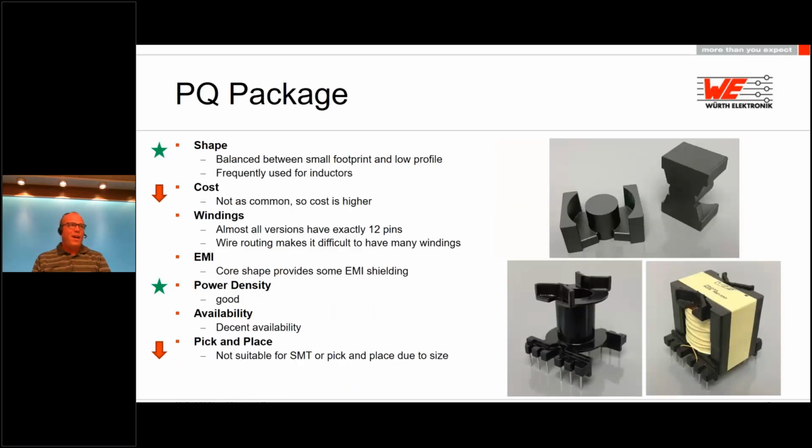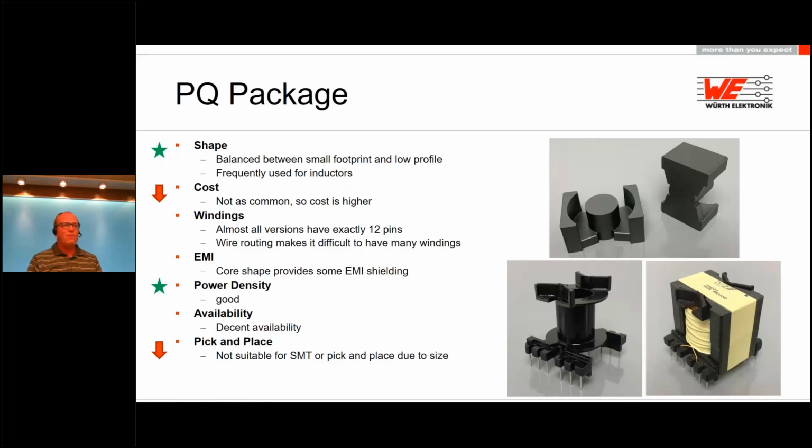Okay, so here we have the PQ, which is our second to last one we're going to discuss. These are most commonly used for inductors, you see they do have quite a few pins, but the way the pins are arranged, it's difficult to use the ones on the outside. And since these have such a high core cross-sectional area, you can get pretty good inductance without having a lot of turns. So these make real natural packages for inductors.